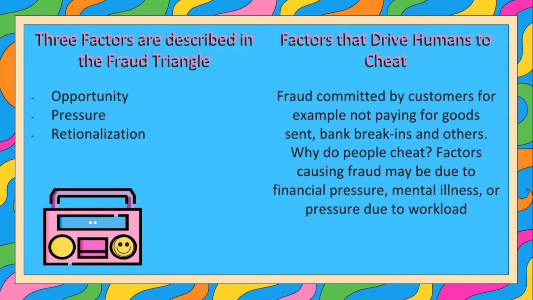These three factors are described in the fraud triangle. First, opportunity. Opportunity usually arises as a result of weak internal control in the organization. The opening of this opportunity can also tempt individuals or groups who previously had no motive to commit fraud. Second, pressure or motivation on a person will make them look for opportunities to commit fraud.